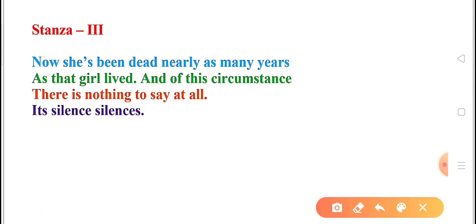And of this circumstance, what does this circumstance stand for? This circumstance means the moment or the fact of the death of her mother. There is nothing to say at all. She says that about the death of my mother, I can't speak even a single word. I can't say anything. It's silence, silences. And whenever I recall the death of my mother, I fall silent. Why? The memory of my mother's death triggers emotions in my heart. I become overwhelmed with the emotions and I can't speak even a single word. I become silent, and along with me, everything around me gets wrapped into silence. Silence silences. So students, this was the explanation part of the poem.